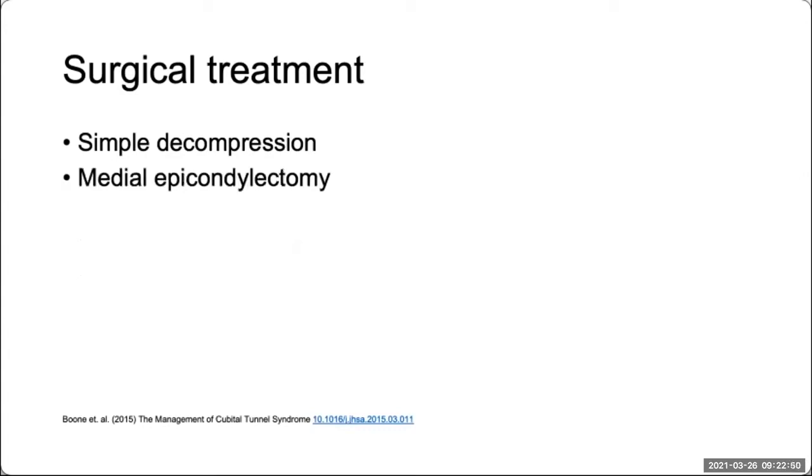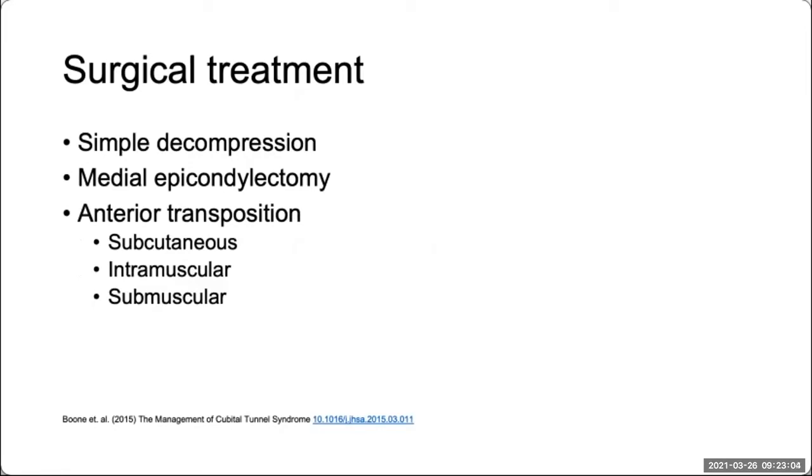There are various techniques described for surgical management. The ideal technique should address the mechanism of cubital tunnel syndrome. The strategies include simple decompression, where proximal and distal fascial structures superficial to the nerve are released. Medial epicondylectomy: after releasing the fascial structures, part of the medial epicondyle is osteotomized. This allows anterior translation of the nerve, reducing neural strain during flexion.